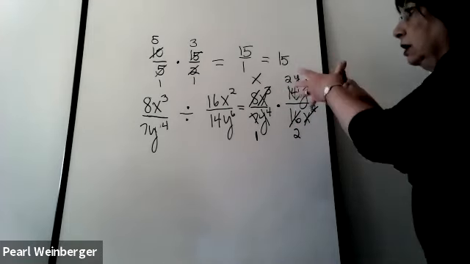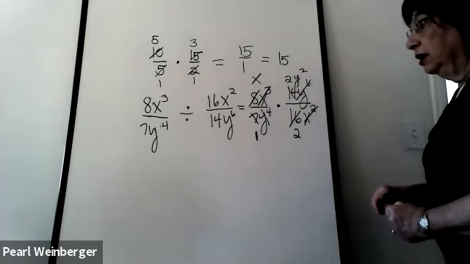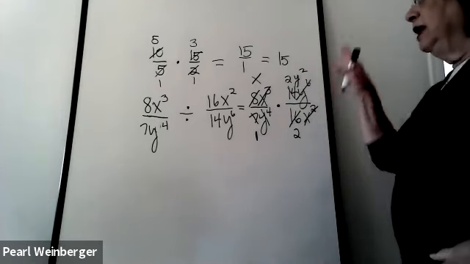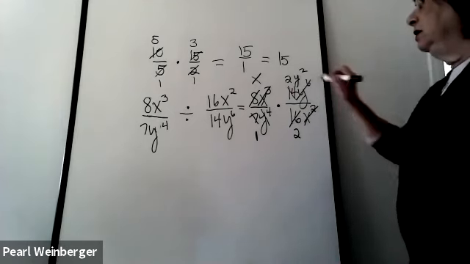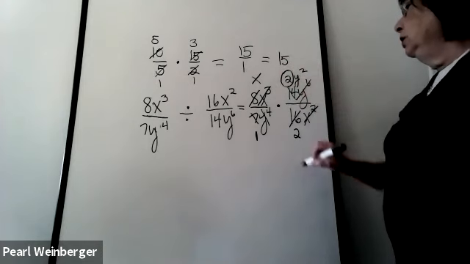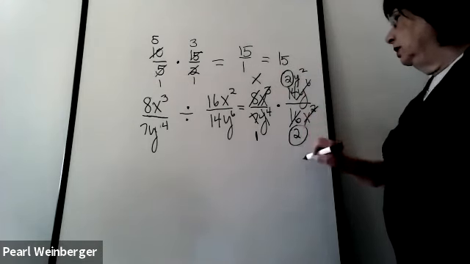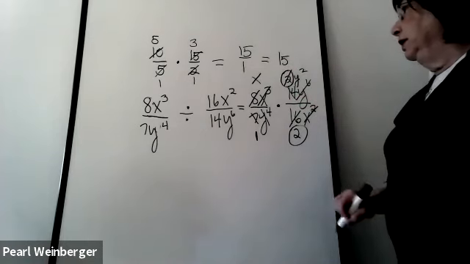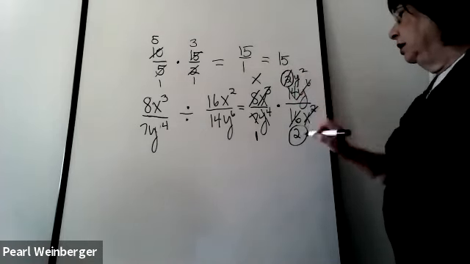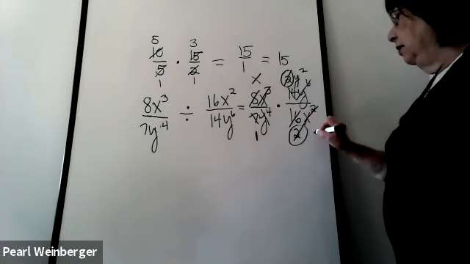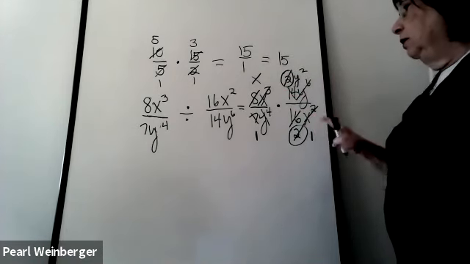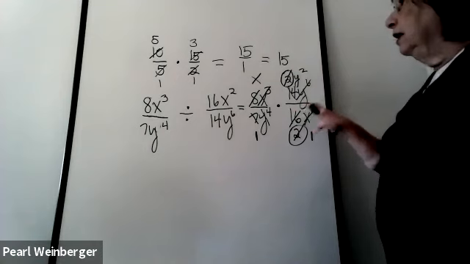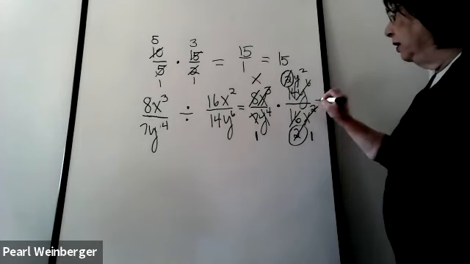Is there anything on the top that can cancel out with anything on the bottom? It could be any numerator with any denominator. I see a 2 in the numerator with this 2 in the denominator. I can cancel out the 2. This gives me just a plain 2, leaves me a y squared. This 2 cancels out. I'm left with a 1 there. Remember, when everything is totally canceled out, I like to put a 1 there.